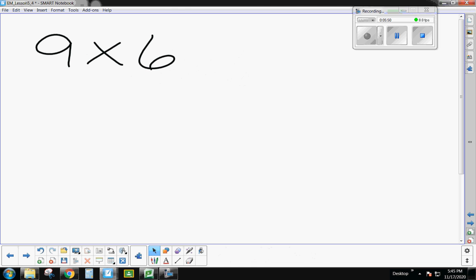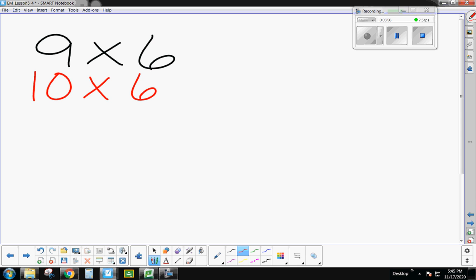Well, one of the things I could do is change the 9 into a 10 instead and do 10 times 6. Now, if I'm going to do 10 times 6, that's easy. It's 60. But what am I going to have to do? Because the problem isn't 10 times 6, the problem is 9 times 6. So that problem's actually going to be smaller, isn't it? So I know I'm going to have to subtract.